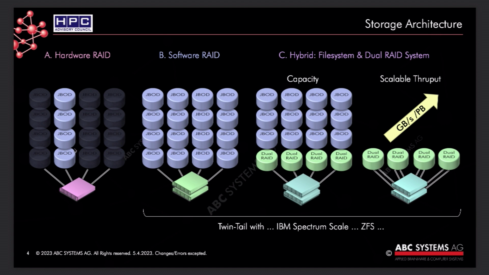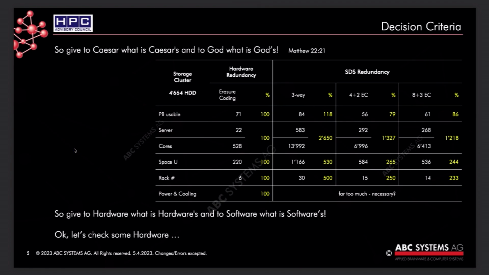Now, how to proceed? Let's be a little bit innovative, and what means innovative nowadays? Go back, and you may remember, some of you, when Jesus was tested by the Pharisees, he gave this answer: give Caesar what's Caesar's, and to God what's God's. And we translated: so give hardware what is hardware's, and to software what's software's.